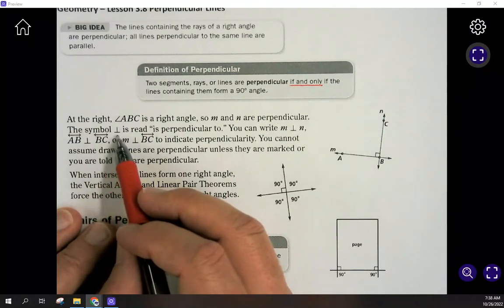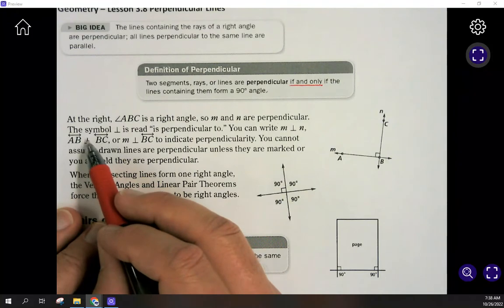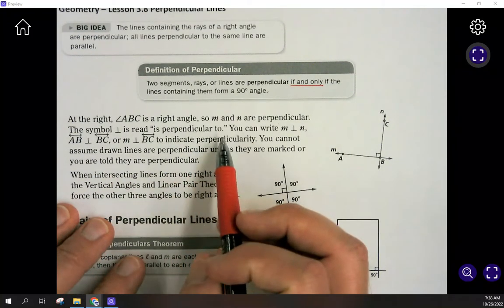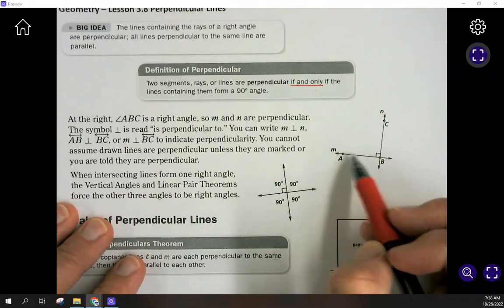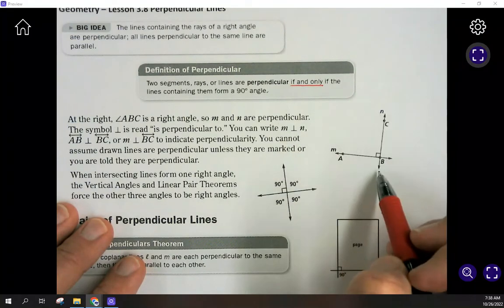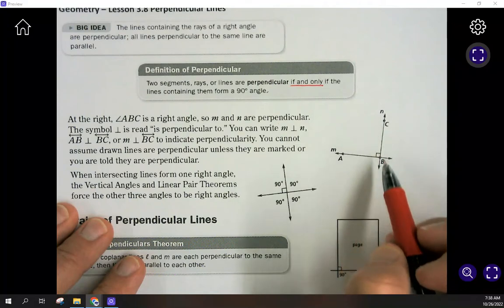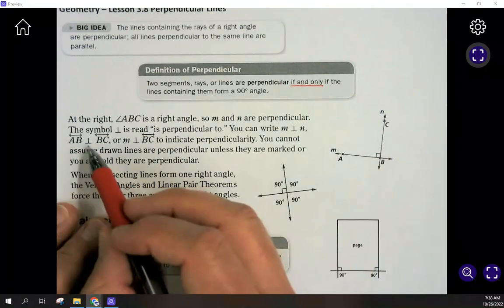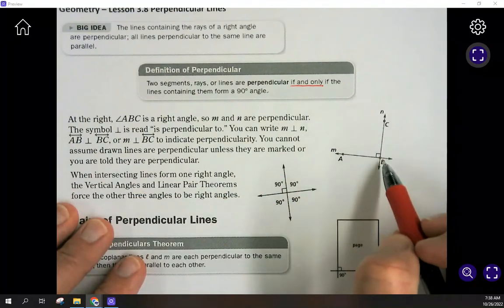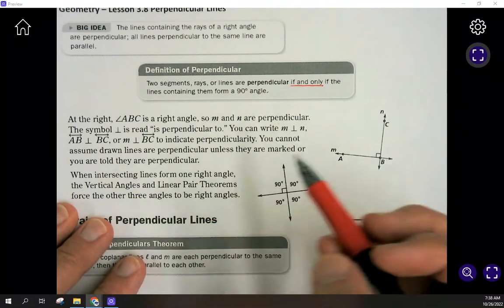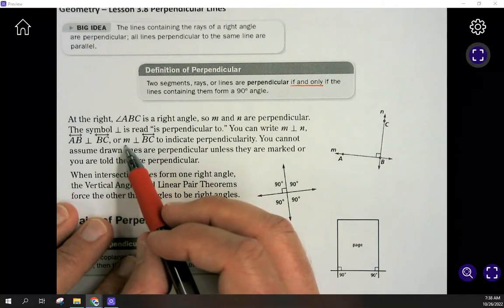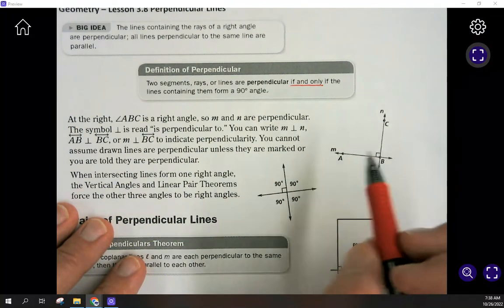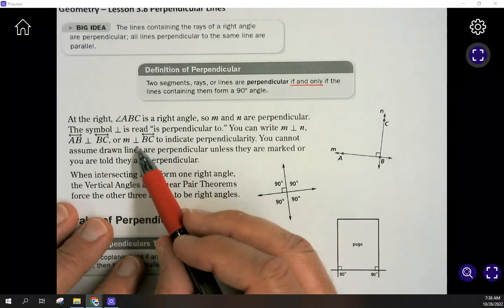So the symbol for perpendicular looks like this. It's just two lines hitting at 90 degrees. That symbol is read, perpendicular to. So you can write that line M is perpendicular to line N. You can use the other notation with the points on the line. You can say line AB is perpendicular to line BC. That's the same thing. You could even mix and match. You could use line M is perpendicular to line BC. Okay, so you can name the lines any way you want, but this means perpendicular.